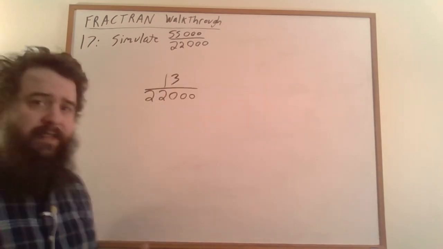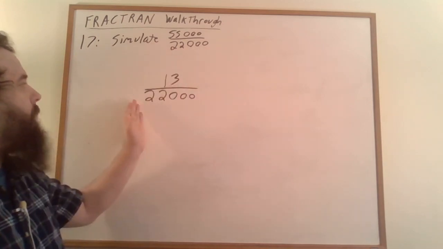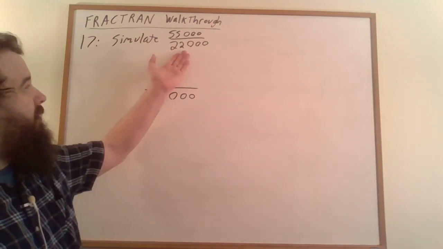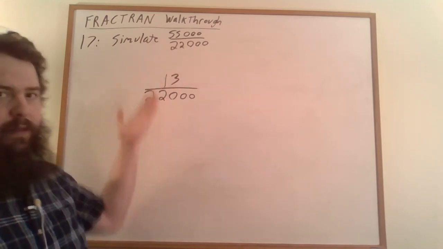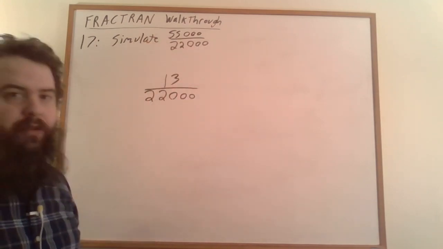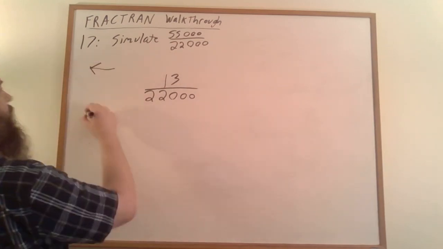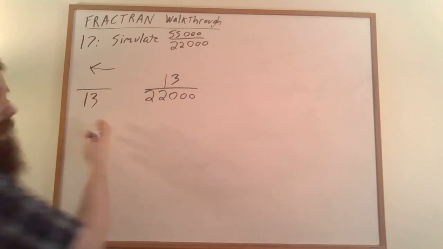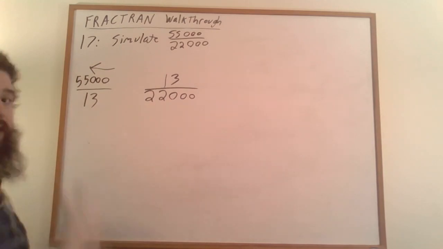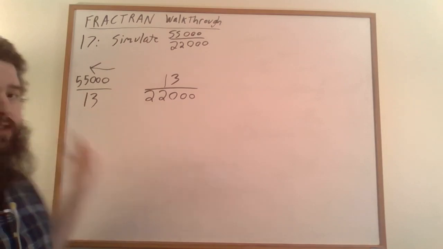Then what we'll do instead is replace this fraction here in our program with 13 22,000ths. This fraction sort of works like this. It certainly activates in the same situations, except instead of putting back 55,000, it puts back a 13. And so what we want to do then is, at the very beginning of the program, put in a fraction that has a 13 in the denominator and 55,000 in the numerator.